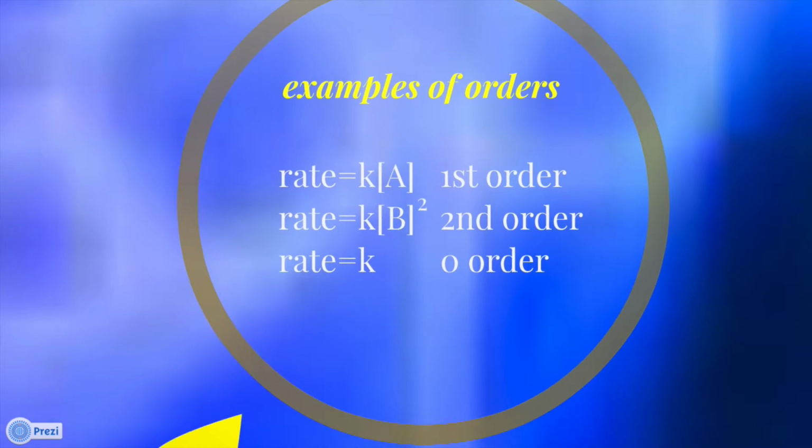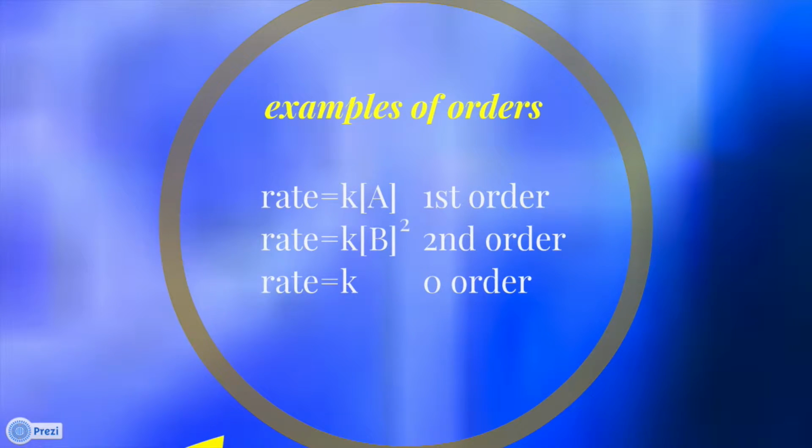There are 3 types of orders that you will be dealing with in general chemistry: first order, second order, and zero order. A first order is when the exponent is 1, second order is when it's 2, and zero order is when there is no concentration shown for that substance.